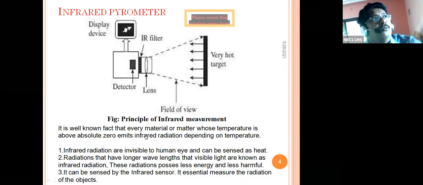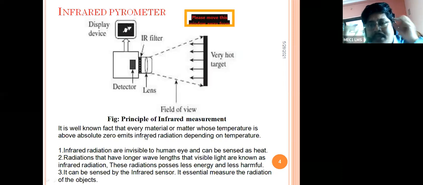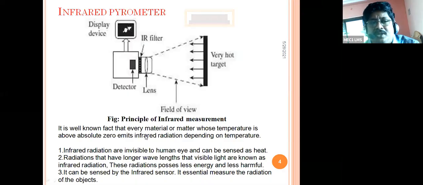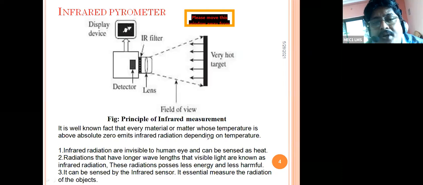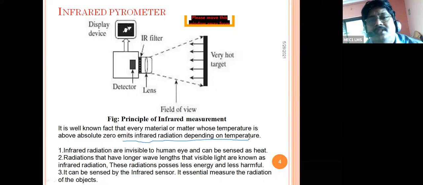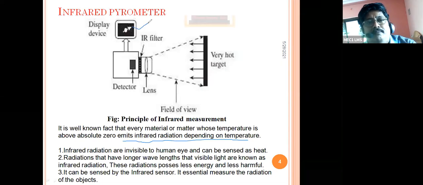Every body, whether we say the wall is blue, the wall is white, my specs are colorless, or this is blue or black, means every object, every substance, every material, whatever is in the universe, is emitting radiation. If it is emitting radiation, it has a temperature above absolute zero, and it emits some wavelengths of infrared radiation, which we can call infrared emission. It emits infrared radiation depending on the temperature. When it is focused, the temperature is indicated on the display device.